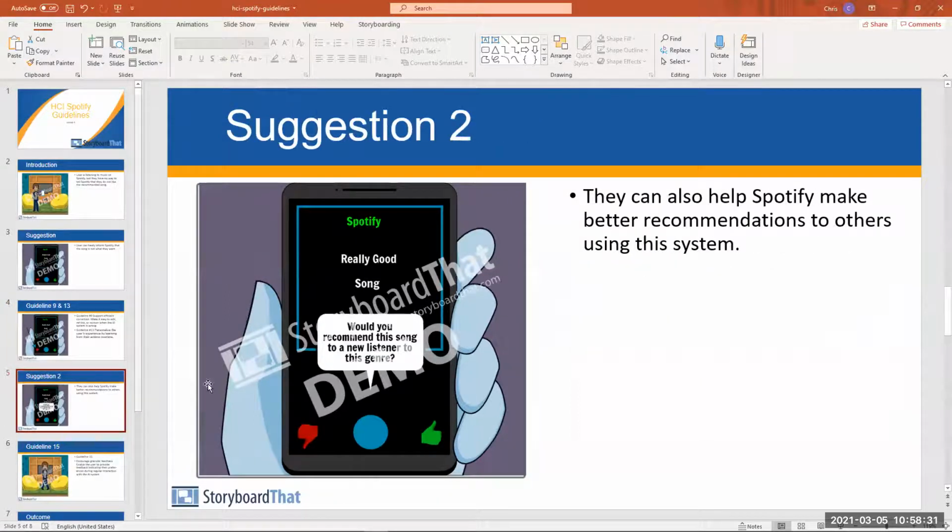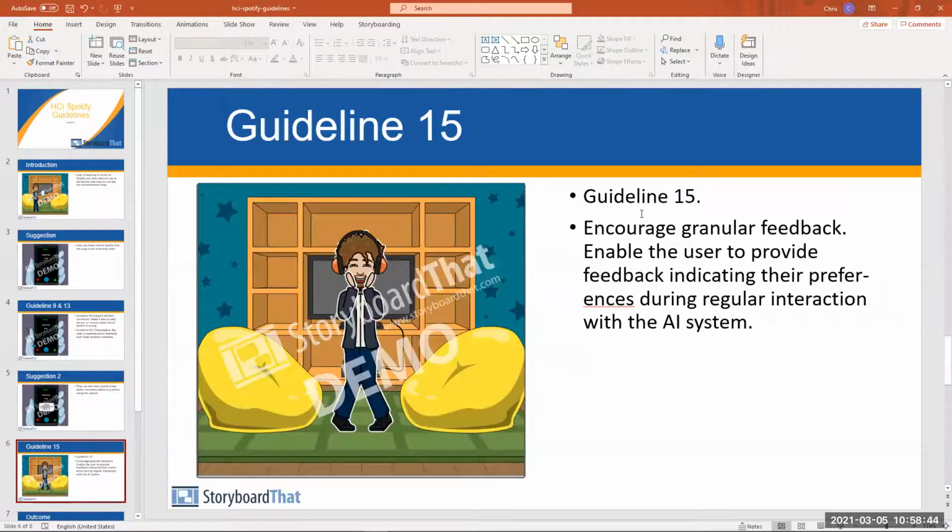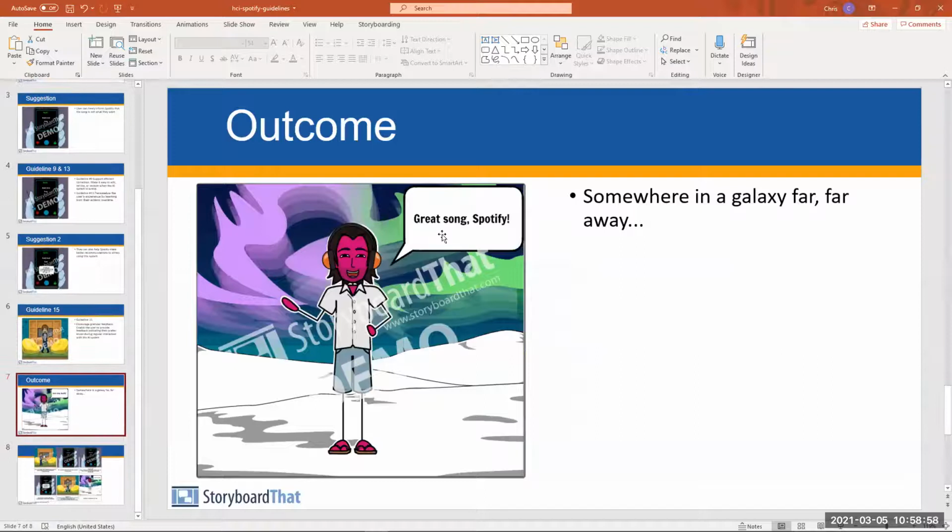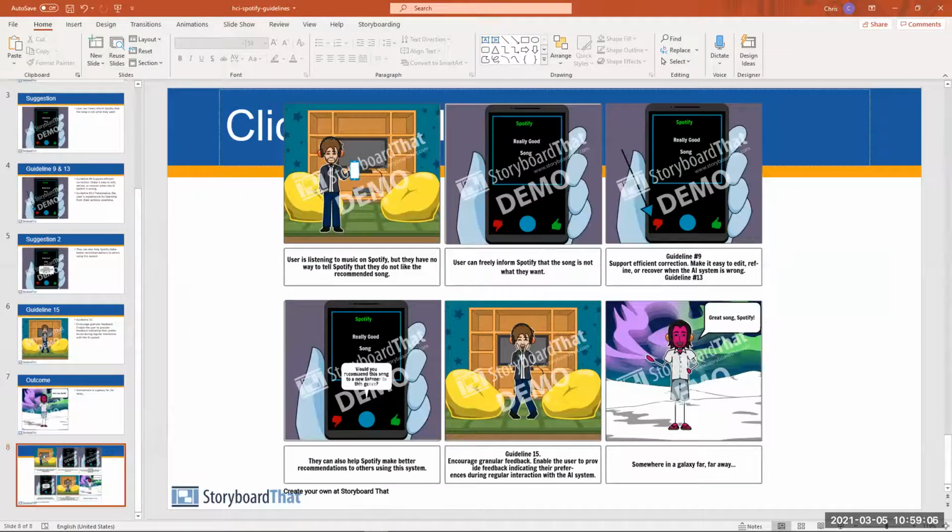And so if you have a system where you can also, if you're asked, would you recommend the song to a listener of this genre? Using the same kind of system, you can also prevent this happening to others so that this doesn't happen in the first place. And so hopefully using guideline 15, where we encourage granular feedback, we can help the AI indicate preferences, or we can indicate preferences to the AI. And hopefully the outcome coming from this is that we have some user in a far off land now, where everybody's happy, we're getting the music that we like and the recommendations that we want. And that is our presentation. Okay.